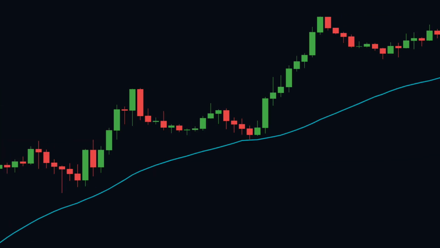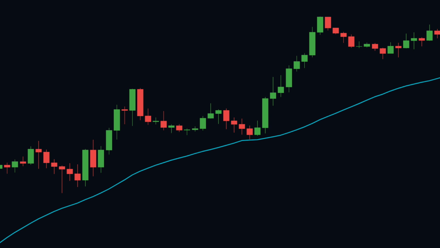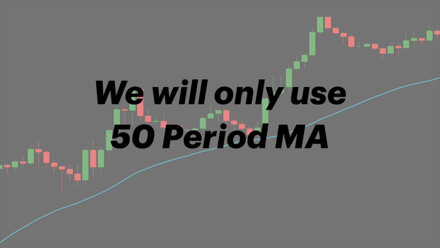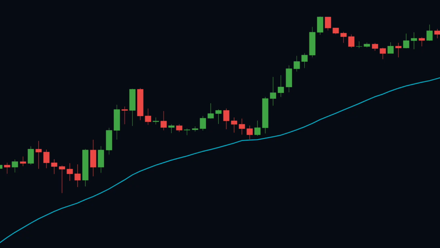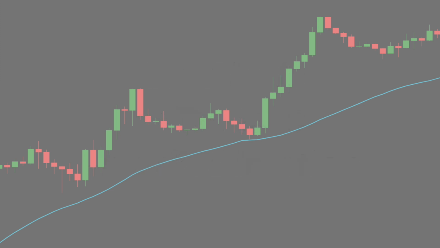Take a look at this chart. The blue line is a simple 50-period moving average. Different moving averages may be used for different strategies, but for the purposes of this video, we will stay with the 50-period moving average. So, we can observe that the price has been trading mostly above the 50 moving average. The moving average has an upward angle as well. This indicates that the price is in an uptrend. Our aim today is to trade in the trend's direction. Therefore, we will only hunt for long setups here.